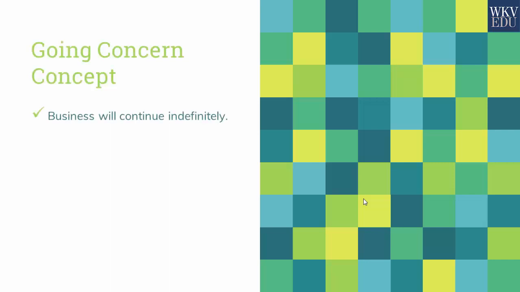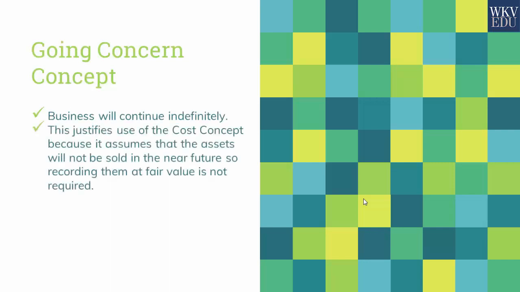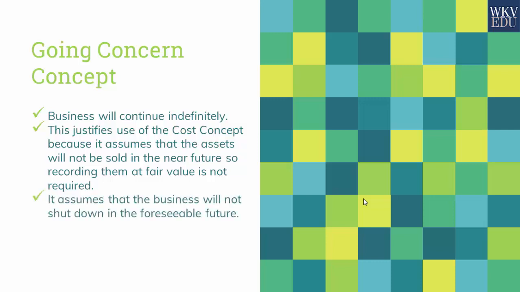The going concern concept tells us that we should assume that the business will continue indefinitely. This justifies the use of the cost concept because it assumes that the asset will not be sold ever, since the business is going to continue indefinitely. So the assets are not going to be sold in the near future. So why should we take up the hassle of recording them at fair value or market value when they are not being sold? It assumes that the business will not shut down in the foreseeable future. That is what the going concern concept tells us.